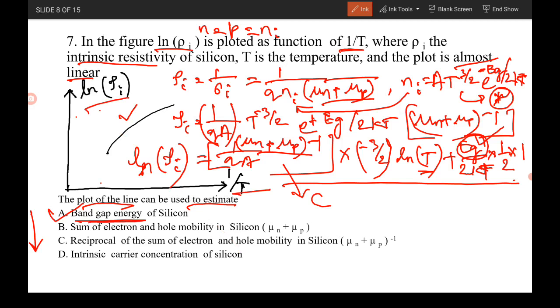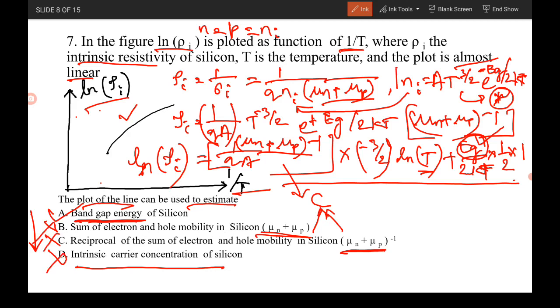Let's see the other options also. So here it is given the electron and hole mobility summation. So the graph will not determine that because this is a constant value. And in the C option also you can see it is the inverse of mu n plus mu p. This is also a constant value. So it is not going to determine that. And the last option is the intrinsic carrier concentration. No, it will not determine the intrinsic carrier concentration.